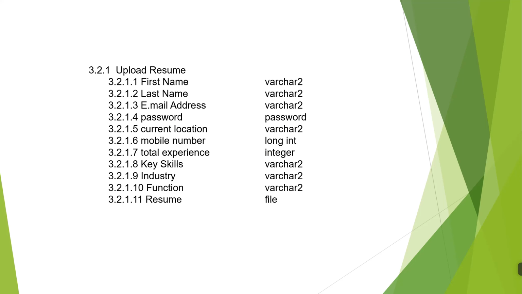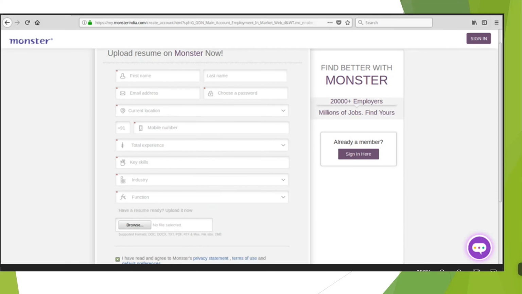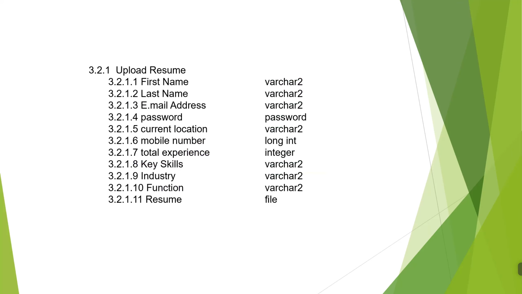See, you have everything whatever you mention over here. A clarity is there in this. Name of the module is upload a resume. What are the things which you are going to consider here? The requirements, and what is the type of each. So these are all the requirements. 3.2.1.1, what is the type? 3.2.1.2, what is the type? 3.2.1.3, what is the type? 3.2.1.4, what is the type? So like this, all these are the requirements.